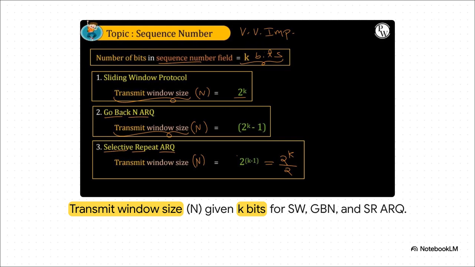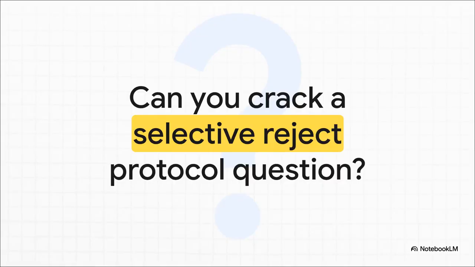But pay super close attention to selective repeat ARQ. Because the sequence space has to be perfectly split right down the middle between the sender and receiver, remember that 2N rule, the formula for selective repeat actually shrinks the maximum transmit window size to 2 to the power of k minus 1, up in the exponent. It literally cuts the available transmit window right in half. That specific exponential shift, that is a favorite trap for test makers, no joke.